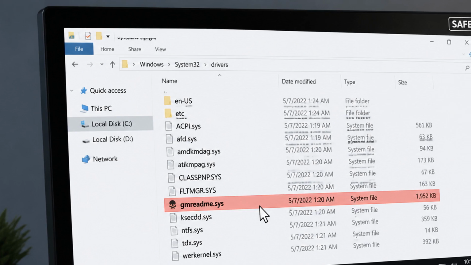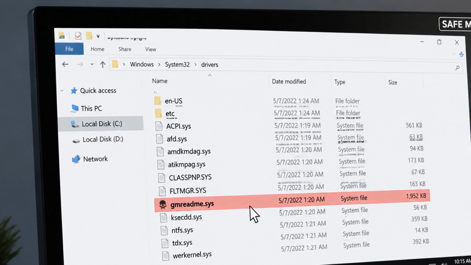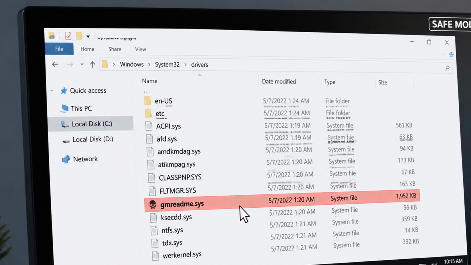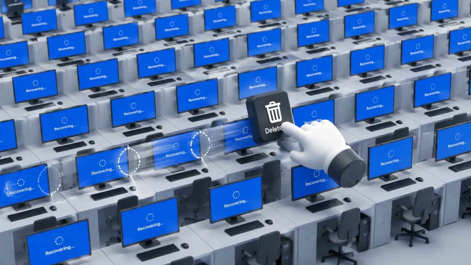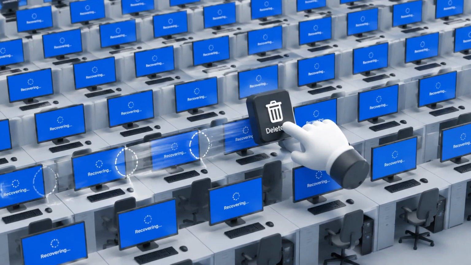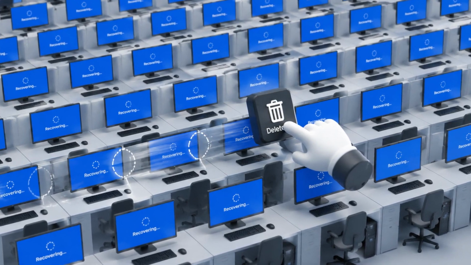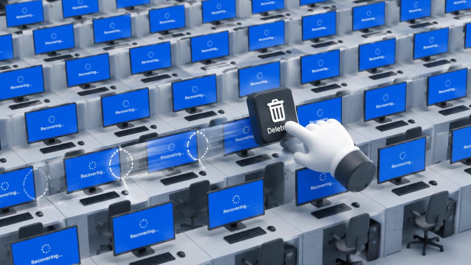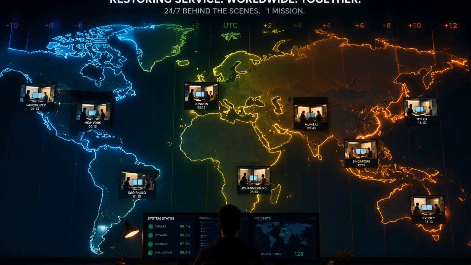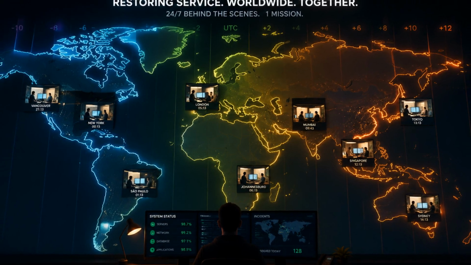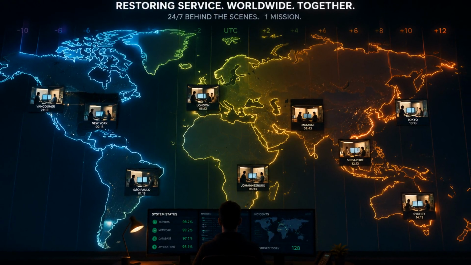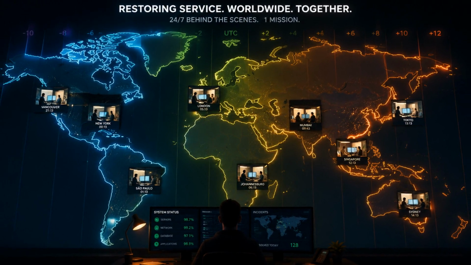They had to boot each system into safe mode, dig deep into the Windows system folders, and manually delete the poisoned file. Then, they had to repeat that exact process again and again for every single computer that had been rendered useless. IT professionals pulled exhausting all-nighters across every time zone, struggling to restore services that the world relies on daily.